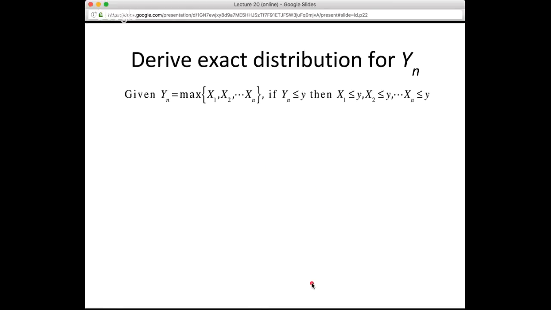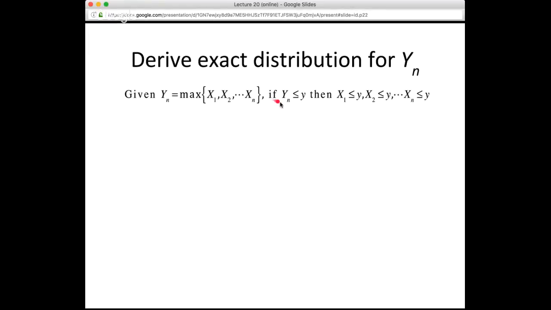Okay, so how do we do this? Let's first focus on yn. That's the random variable for the maximum value that we're going to see in a sample of the population. Remember, yn is equal to the maximum of these random variables x1 through xn.